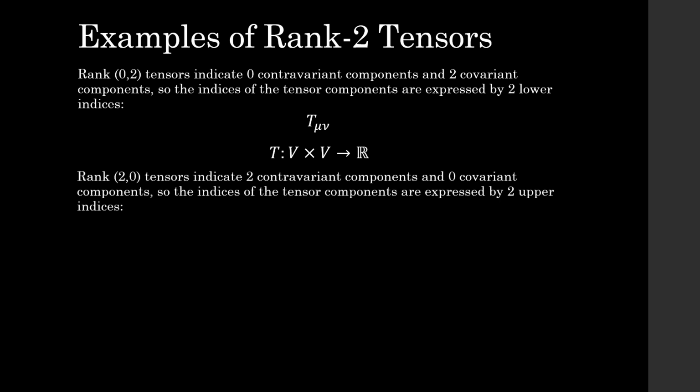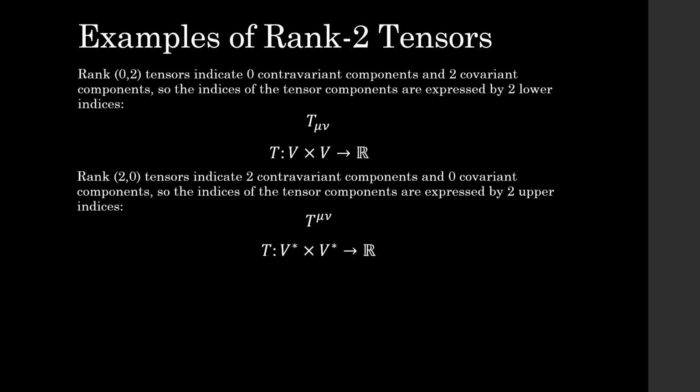Rank 2,0 tensors then are indicated by 2 contravariant components and 0 covariant components. So the indices of the tensor components are expressed by 2 upper indices. So we have T upper mu nu. This is a multilinear map that takes the product of the dual vector spaces and maps them to the reals.